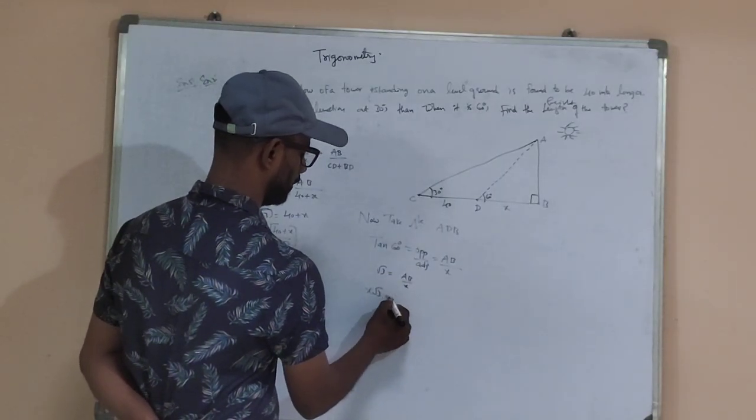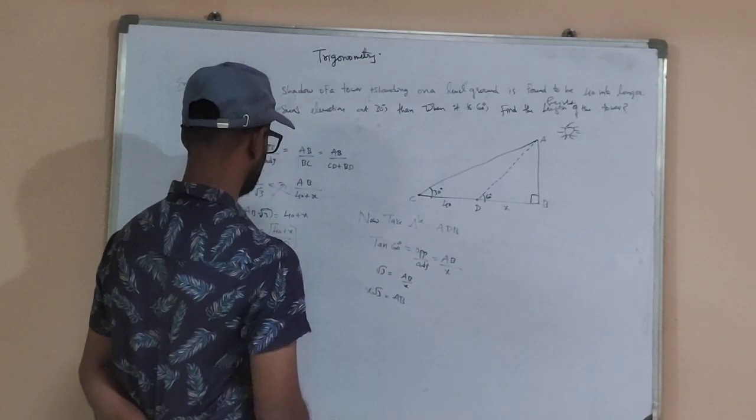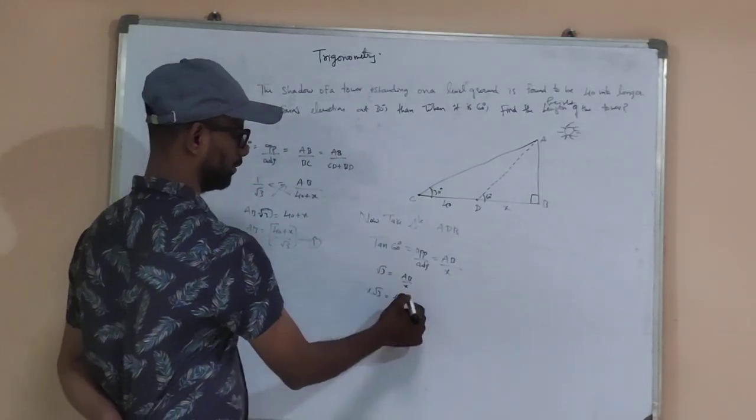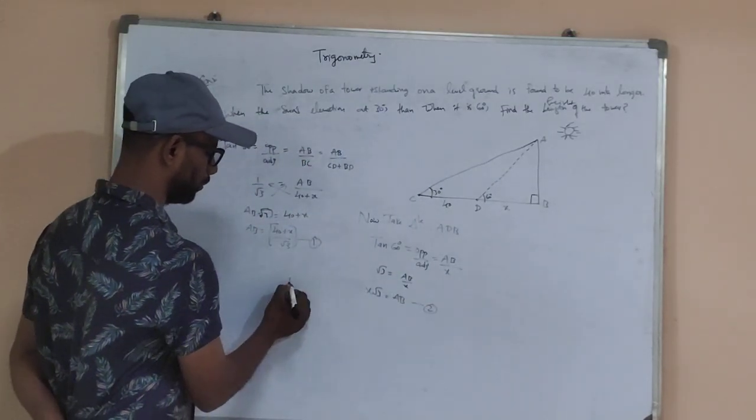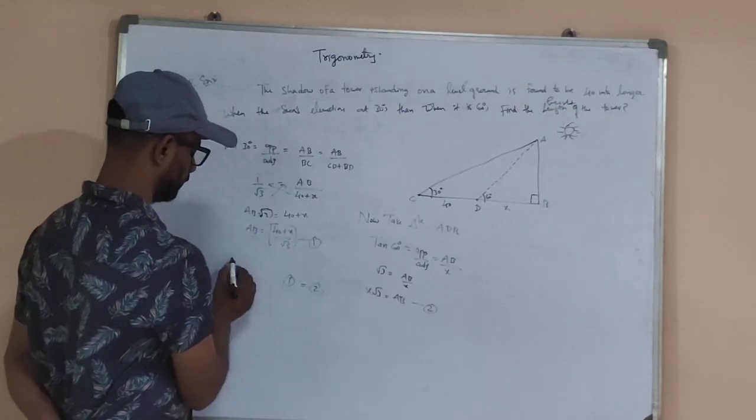Then do the cross multiplication. x root 3 is equal to AB. This one is equation 1, and this one is equation 2. Equate 1 and 2.